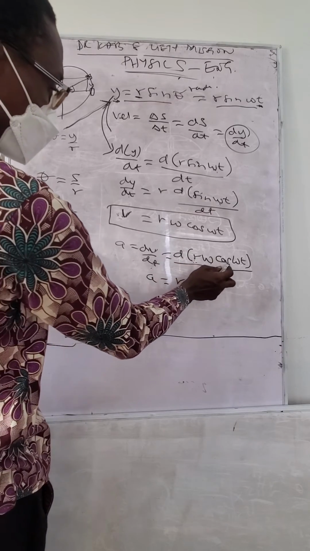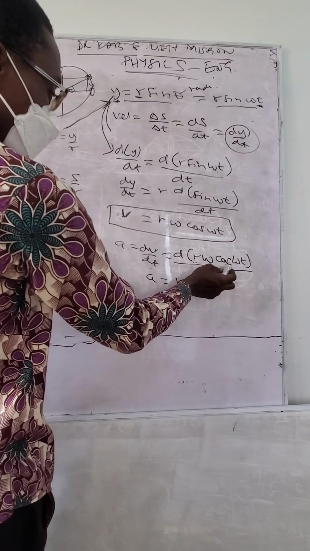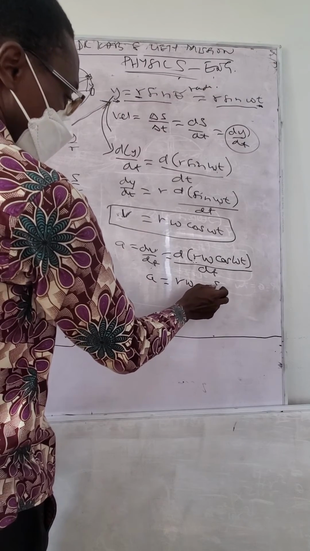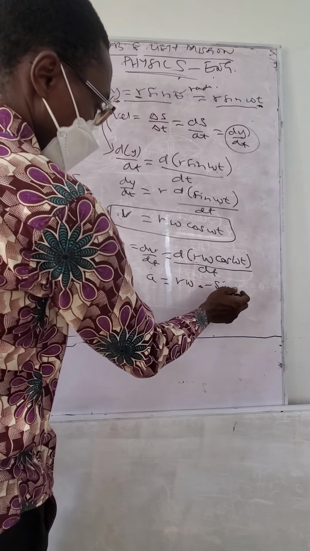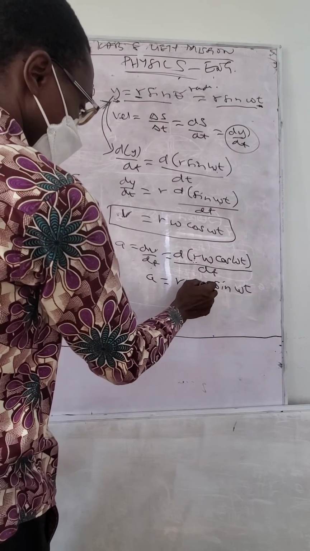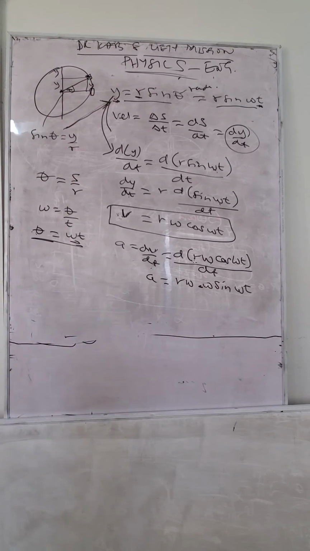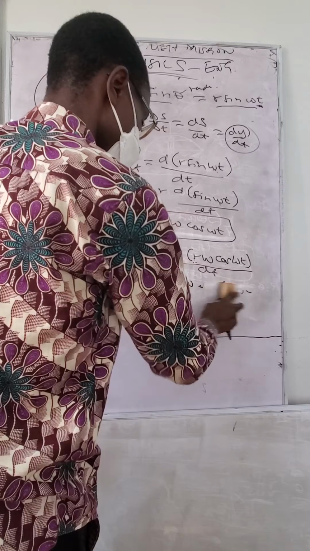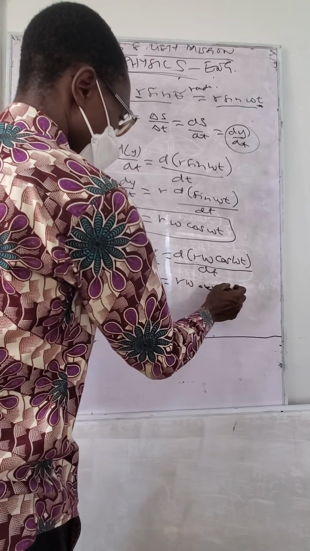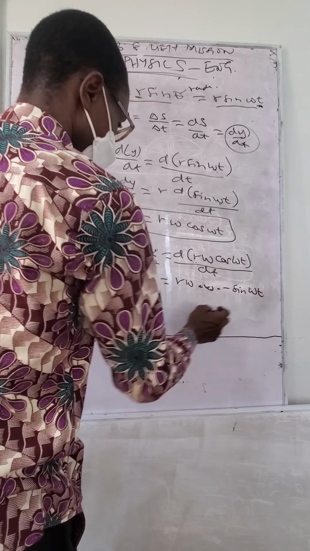If you differentiate cos omega t, what do you get? You get what? Negative what? Negative sine of this. Of course, the constant will come out again. So you have to remember this. Let me write it well. Negative sine, negative. Here's the answer we are getting.